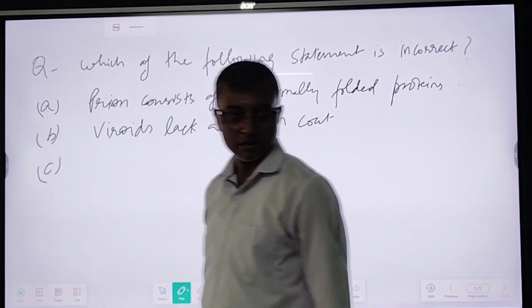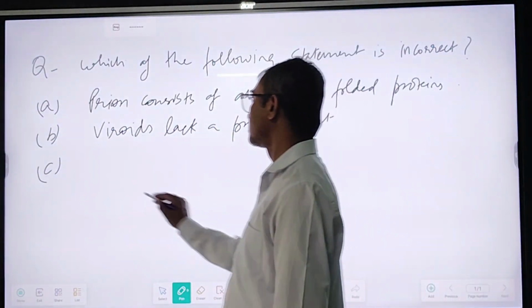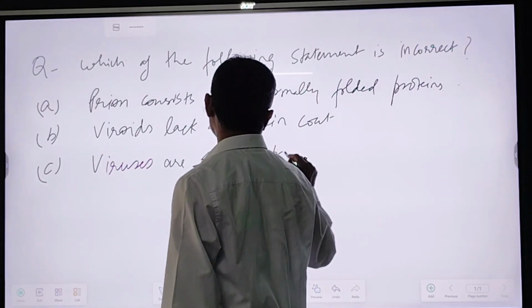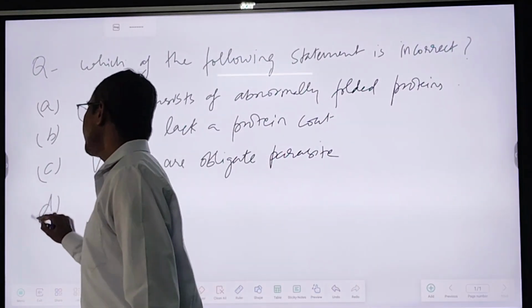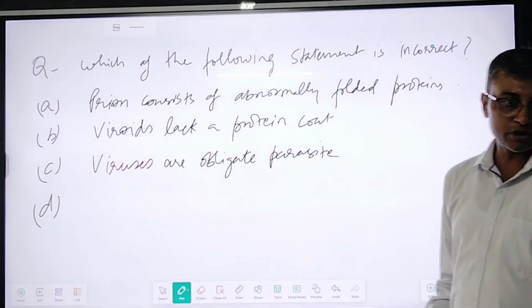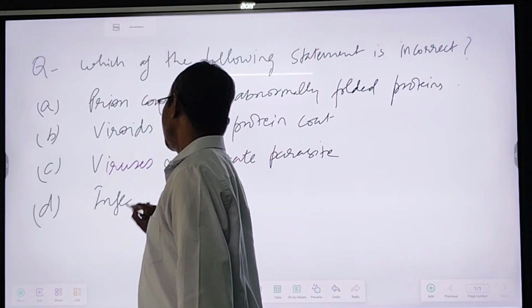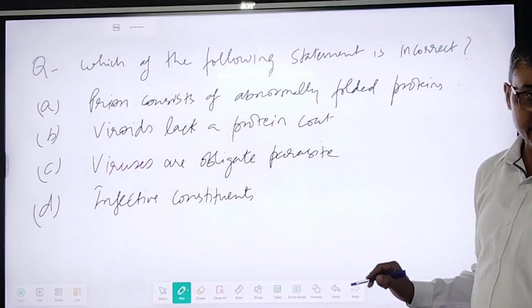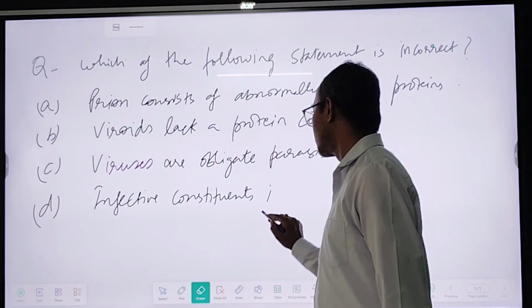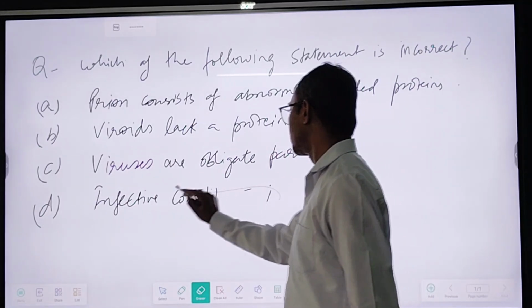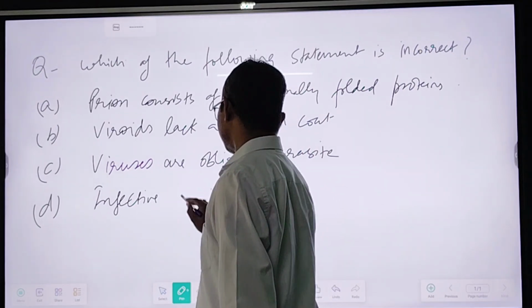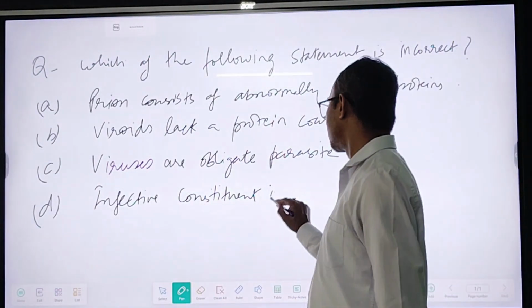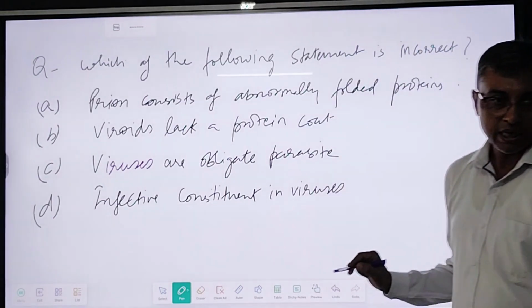C is, viruses are obligate parasites. And D is, infective constituents in viruses is the protein code.